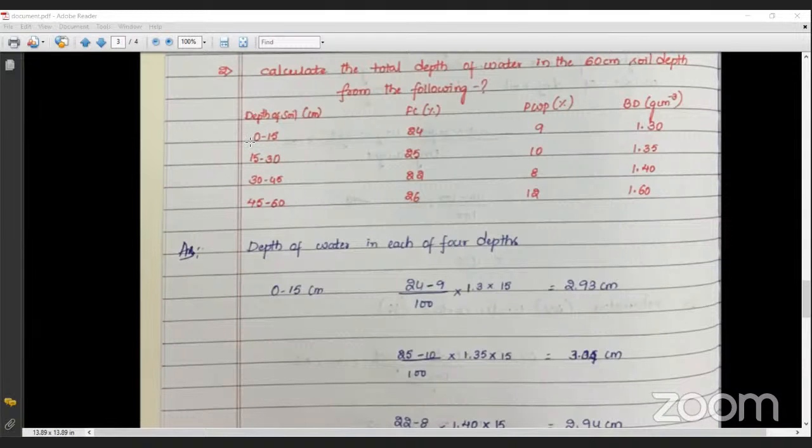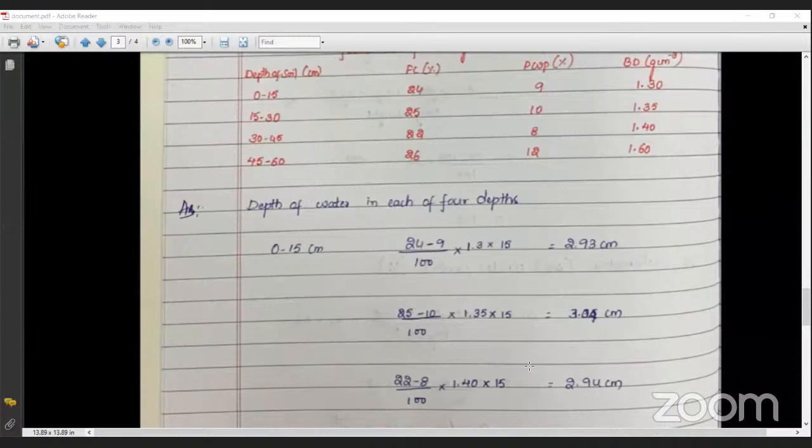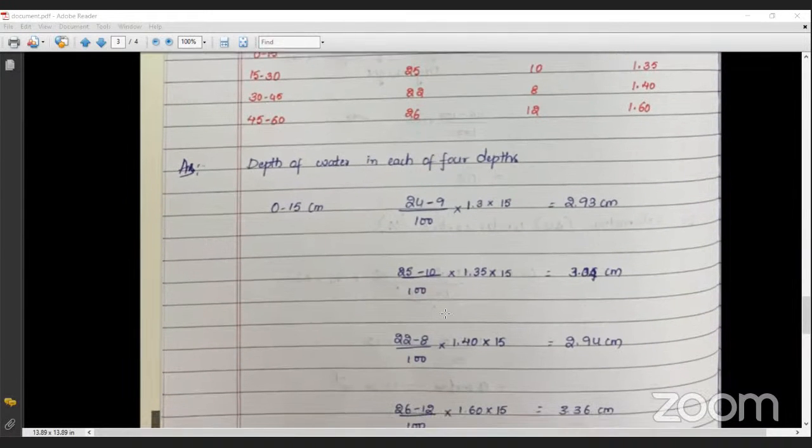In this type of problem you have to know the depth. When you considered 0 to 15 centimeter, you took 15 centimeter. Then for 15 to 30 centimeter, the range is 15. So don't miss this point. Don't consider it as 30 centimeter; consider it as 15 centimeter. Clear? Then the third depth, 30 to 45, the difference is 15 centimeter only. Then again 45 to 60 centimeter, 15 centimeter only.